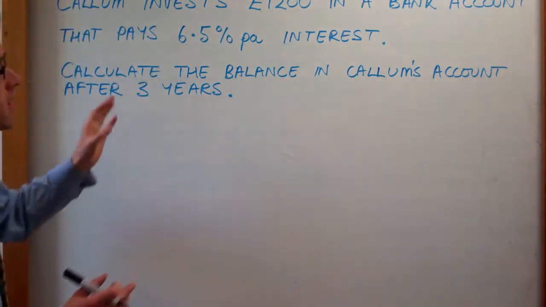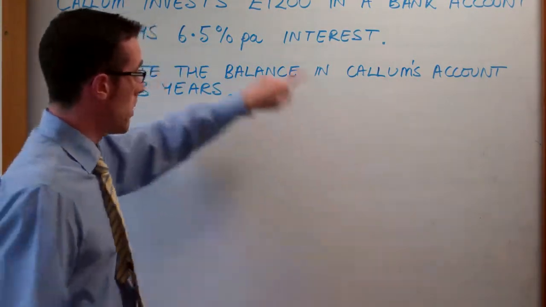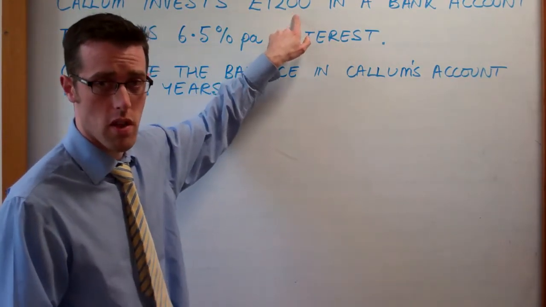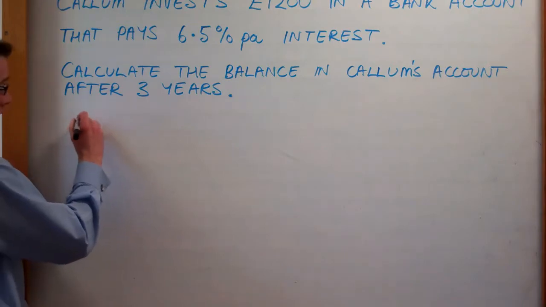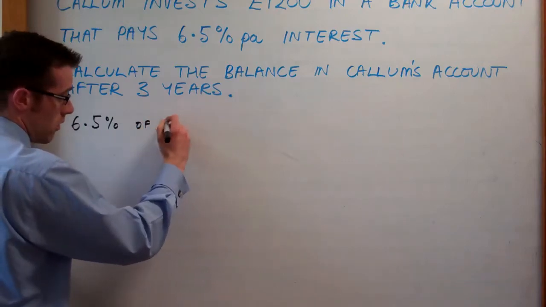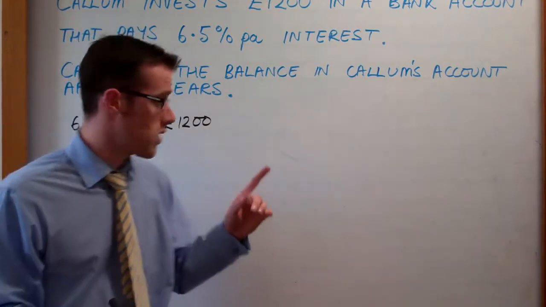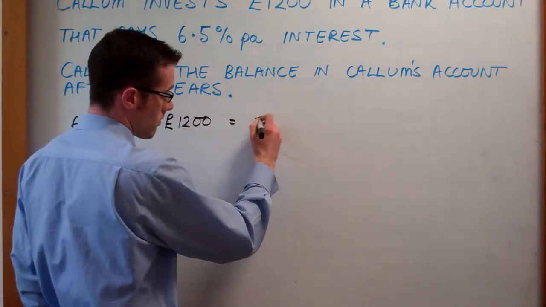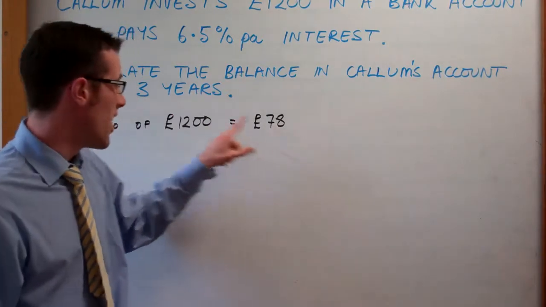Okay, so first thing we're going to do is we're going to figure out how much interest is going to be due at the end of 1 year. So remember, PA stands for per annum, so that's 6.5% of the £1,200 that he starts with is going to be his at the end of the year as well. Alright, so first thing we do then is we work out 6.5% of 1,200, and we should all be good at that now. Remember, we do 6.5 divided by 100 times 1,200, and that gives us £78.